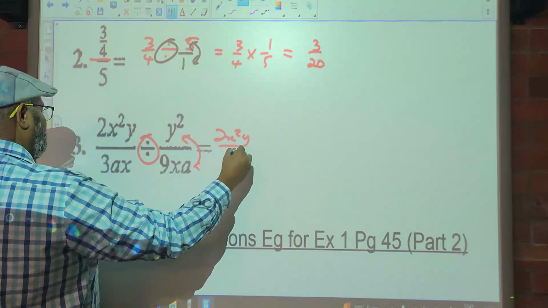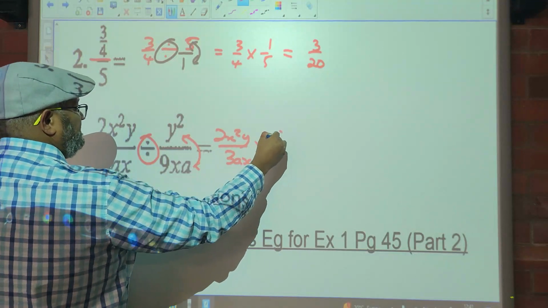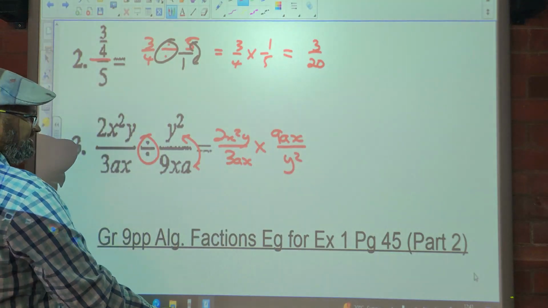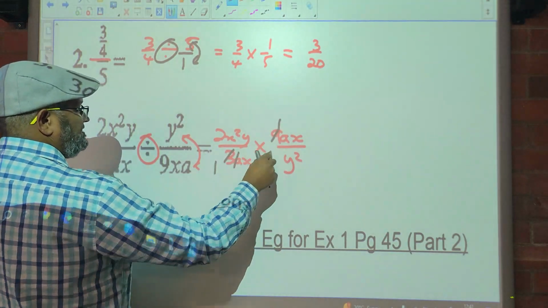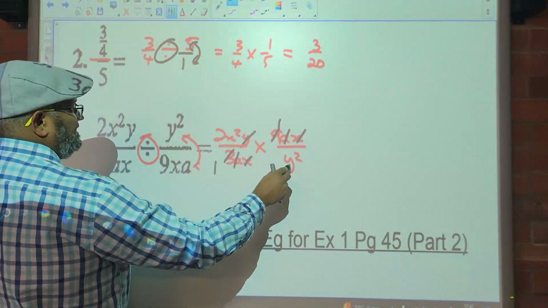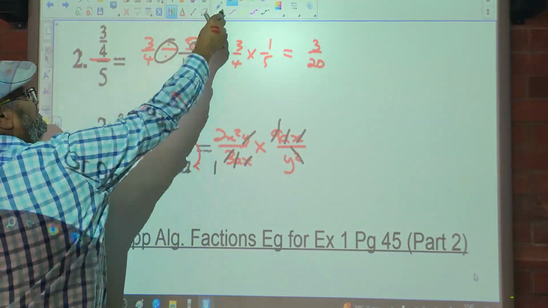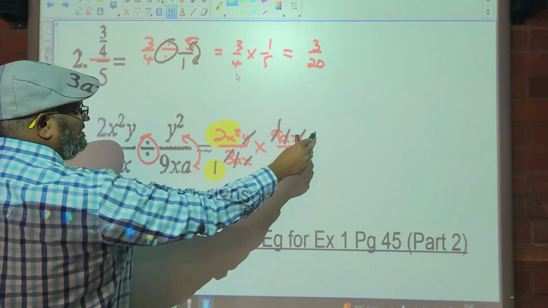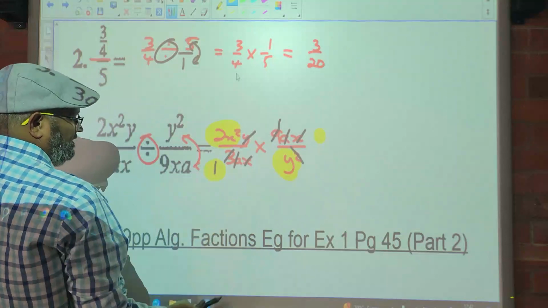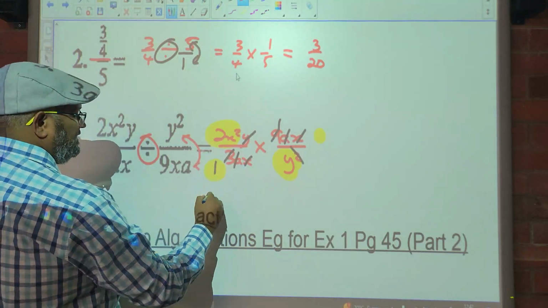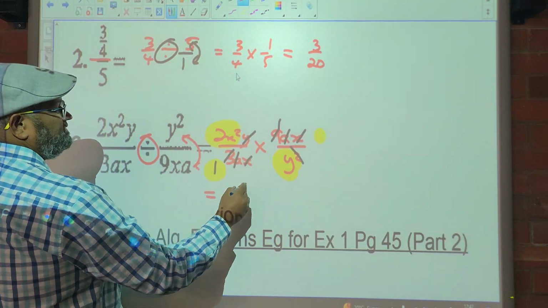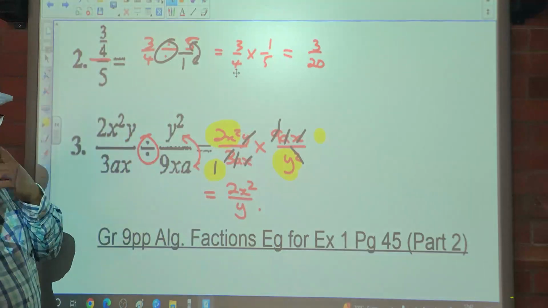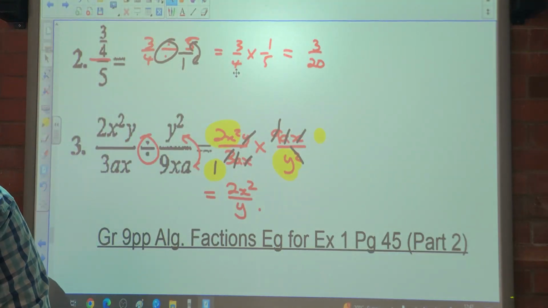So 2x squared y over 3ax times 9ax over y squared. As you can see, 3 goes into 3 once, 3 goes into 9 three times. a cancels a, x cancels x. y cancels one of the two y's. So what are we left with? We're left with 2x squared on top. Of course 1, and there will be a 1 here as well. And the y at the bottom. So 2x squared numerator. 1 times y is y. So the answer is 2x squared over y.